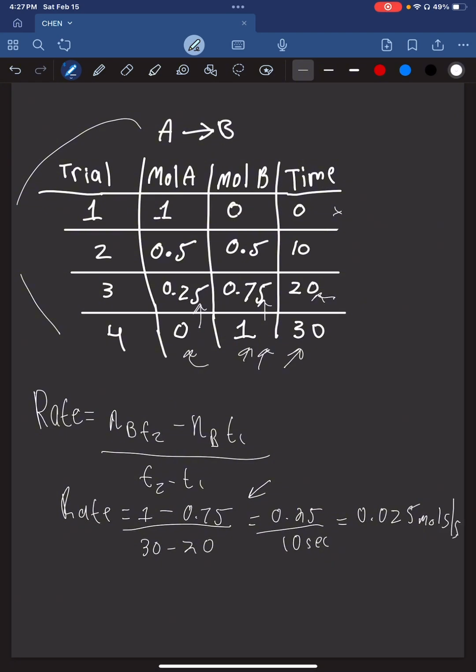Now look, remember our last answer? The rate for A at that point was negative 0.025, yet our rate for B is 0.025 moles per second. So this means that our negative rate for A is the same as our positive rate for B, which makes sense because it's the same thing. We lose A and we gain B. So yeah, that's right.